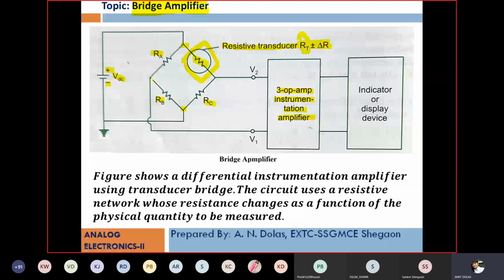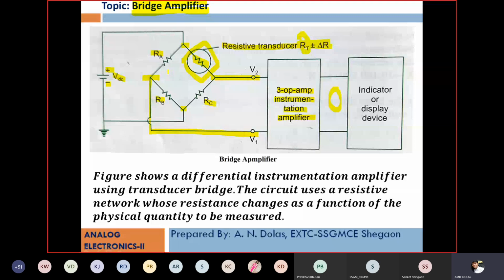Then the voltage at one corner of the bridge, I will say V1, and at another corner, V2, will be the same. And if V1 and V2 are the same, what is the job of the 3 op amp instrumentation amplifier? It is the gain multiplied by V1 minus V2, and V1 minus V2 itself is 0 because they are the same. So whenever there is a bridge balance condition, the output of the instrumentation amplifier will be 0.